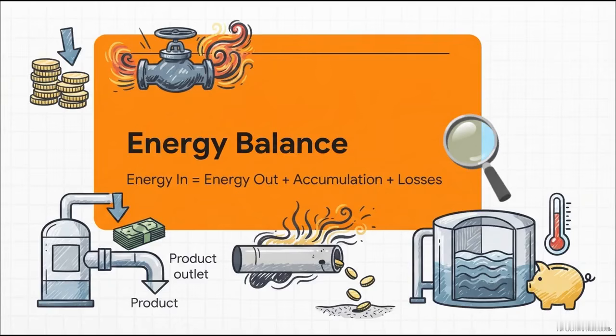But sometimes energy is stored within the system. Maybe a huge tank is slowly heating up over time. That's your energy accumulation. Kind of like putting money into a savings account. And lastly, you have energy losses. This is the money that falls right out of your pocket onto the street. Think of heat escaping from uninsulated pipes straight into the cold winter air. Every single joule of energy has to be accounted for in this equation.